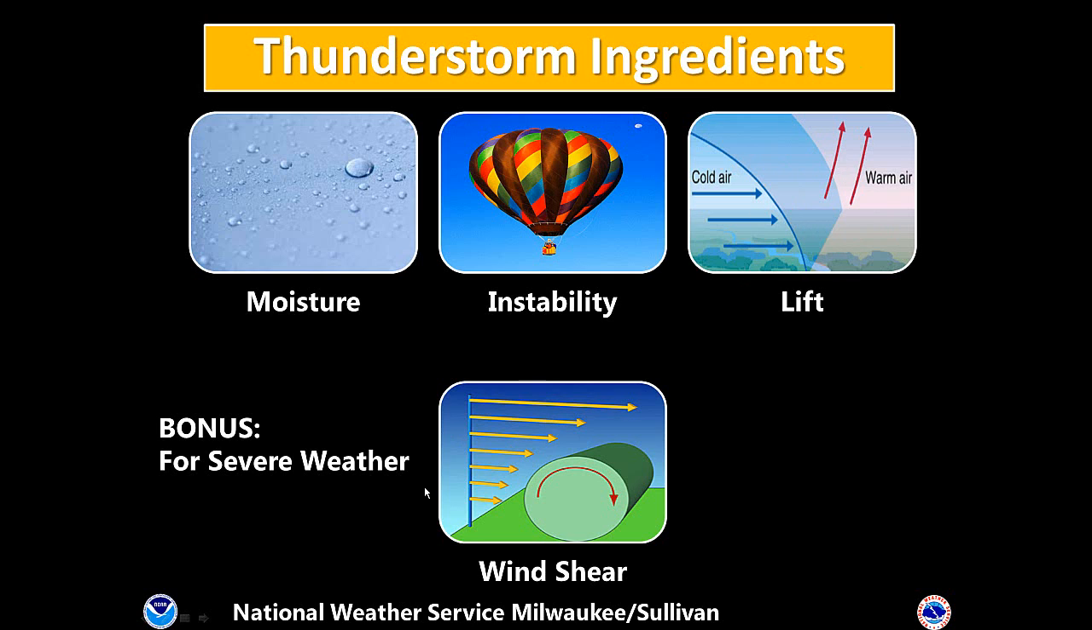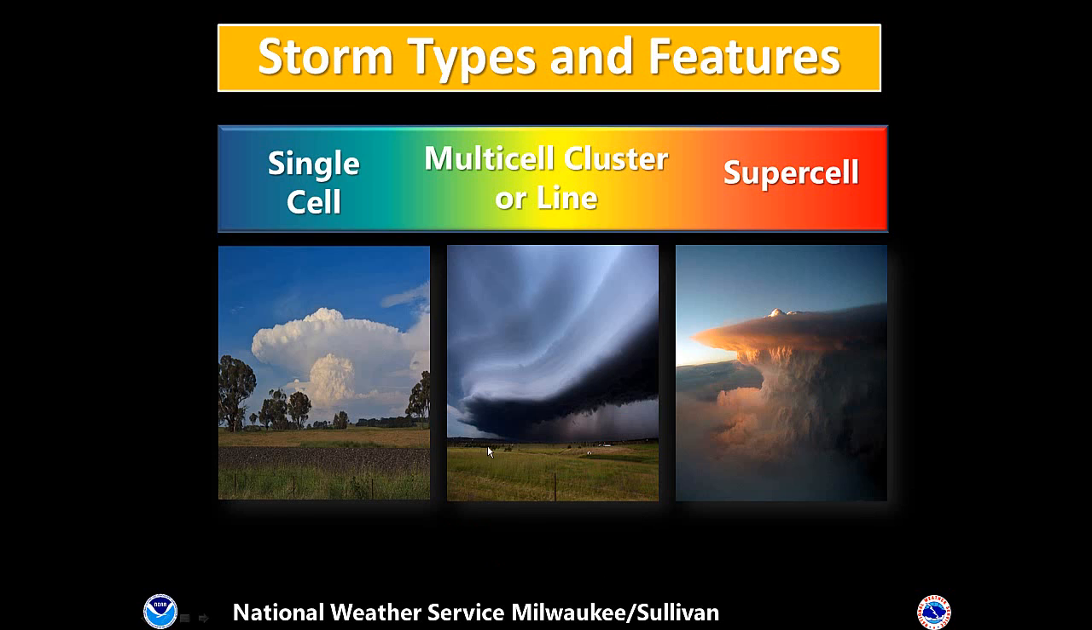The bonus ingredient that we look at when we're forecasting thunderstorms for severe weather is wind shear. There are times where your winds will actually be changing from the ground to the top part of the thunderstorm. When they're lighter at the ground and then faster higher above, that helps to tilt the thunderstorm so that air getting off the ground stays separate from the air dropping back down to the ground.